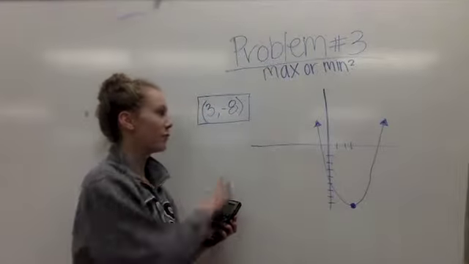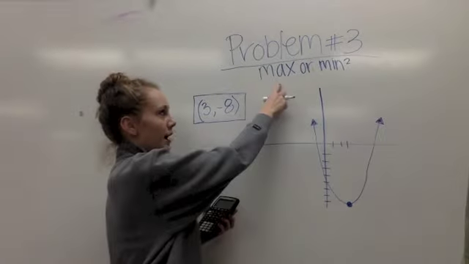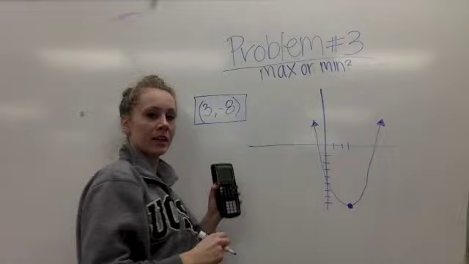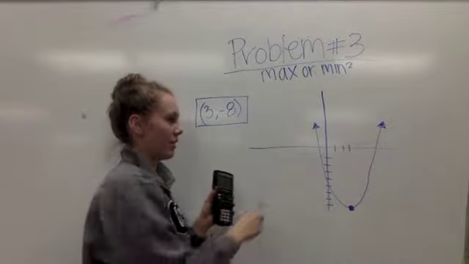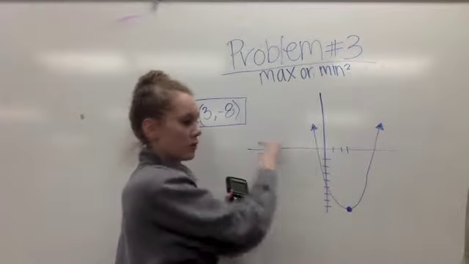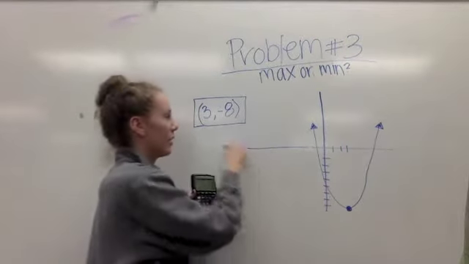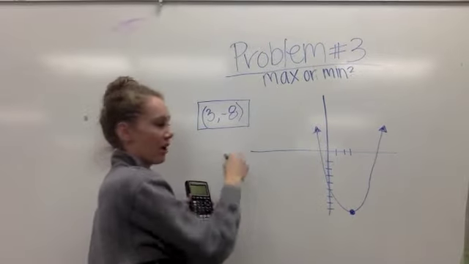So once you have your critical point from your first derivative, you have to now determine if it's a maximum or a minimum. So you plug it into your graphing calculator, and then you look at your graph, and if the point falls to the bottom of the graph, then you know that it is your minimum point. Therefore, 3 and negative 8 are your minimum.